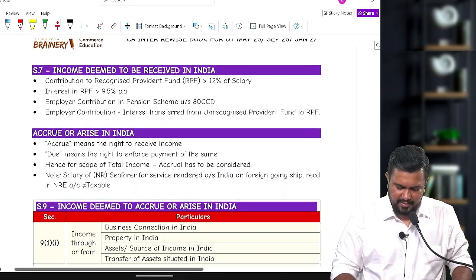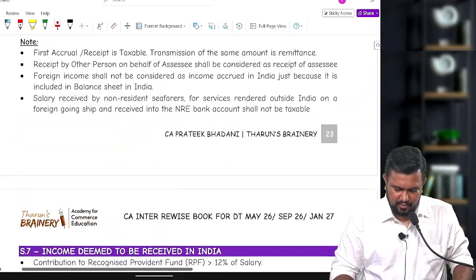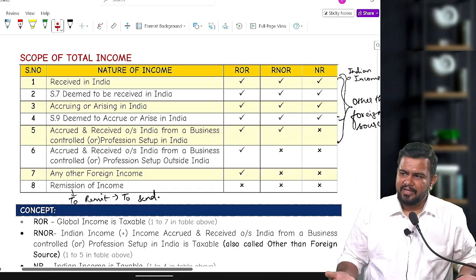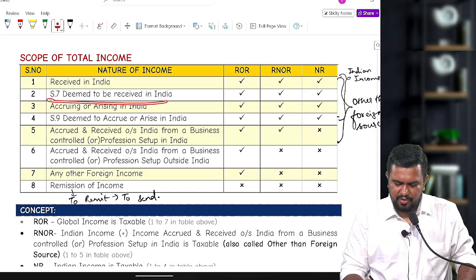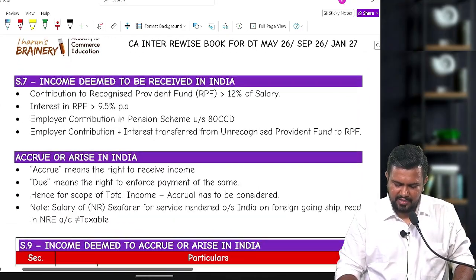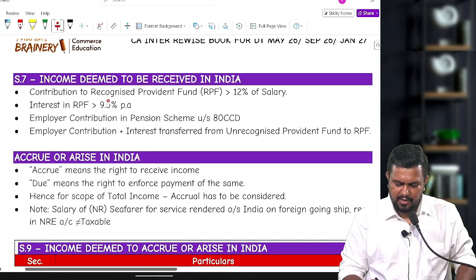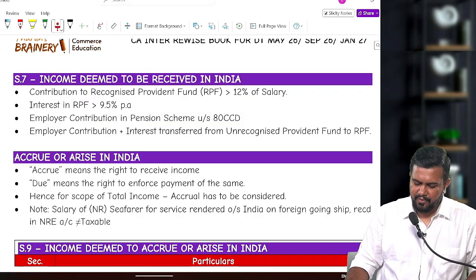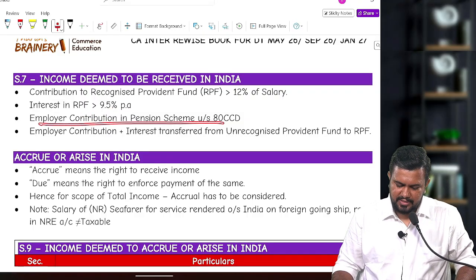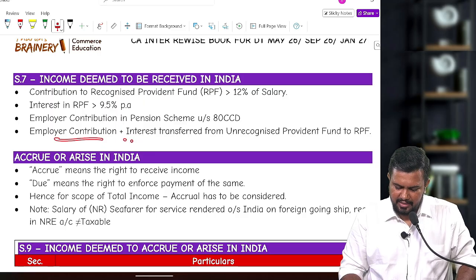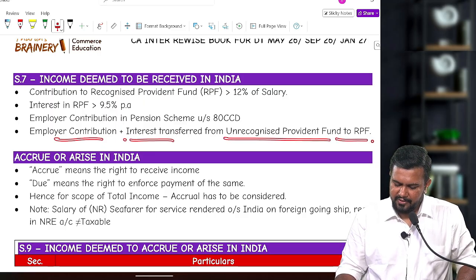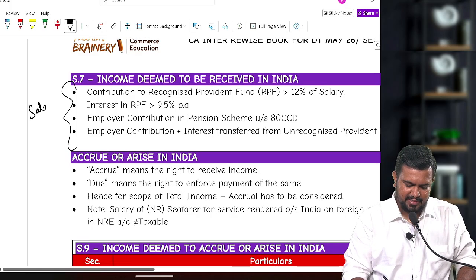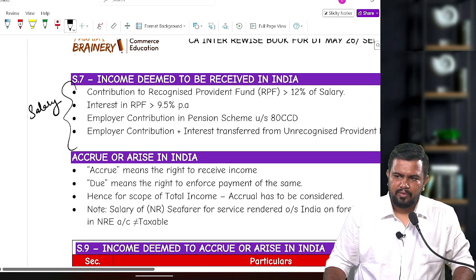Okay. Then now, what is income received in India? The first time the income is being received in India, that is only income received. Then deemed to be received in India. Deemed to be received in India includes 4 points. Number 1, contribution to RPF greater than 12%, interest in RPF greater than 9.5%, employer contribution in pension scheme, and employer contribution and interest transferred from UPF to RPF. All these points are linked with the salary chapter. When I take salary tomorrow, you will be able to identify them.